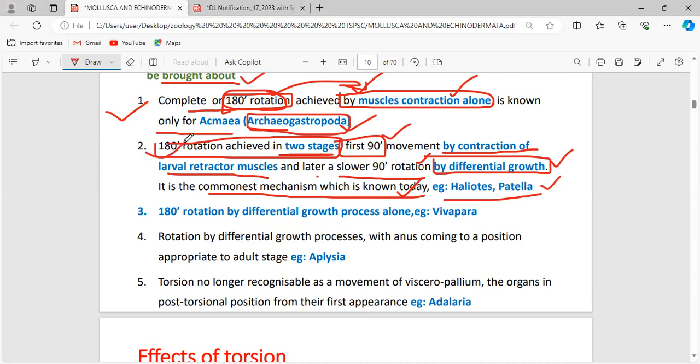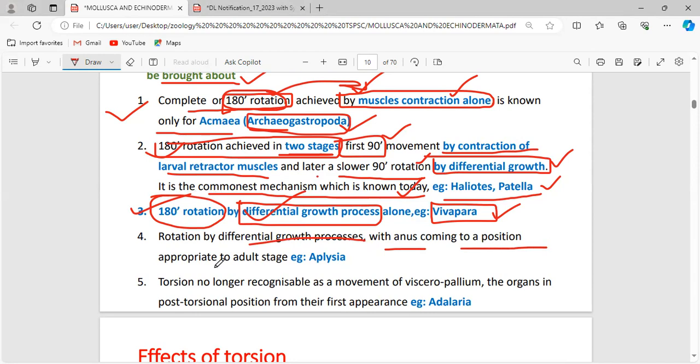This 180-degree rotation we can classify into two stages. The first 90 degrees is controlled by the muscles, and the second is considered a differential growth mechanism. In Viviparus, this complete 180-degree rotation is considered a growth process alone, a differential growth process, with the anus coming to a position appropriate to the adult stage.